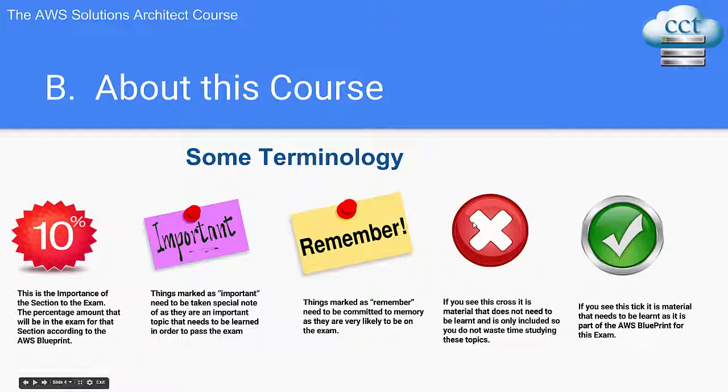If you see crosses on certain material, it means it's something you don't need to worry about. I'll go through a few of those at the beginning. It's in there for the sole purpose of helping you not waste time studying some of these concepts. And a big tick means obviously it's important. It's in the AWS blueprint and you need to understand the concept.